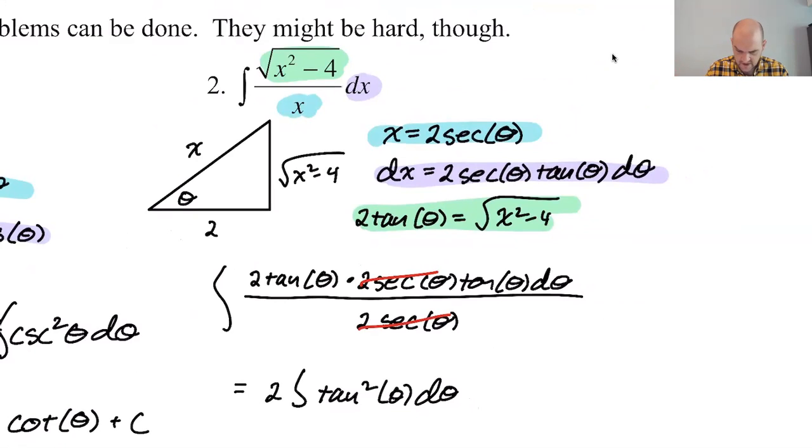Because that seems weird. I mean, tan squared I'm going to turn into secant squared minus 1 and integrate it that way. But does that seem like it should have happened?